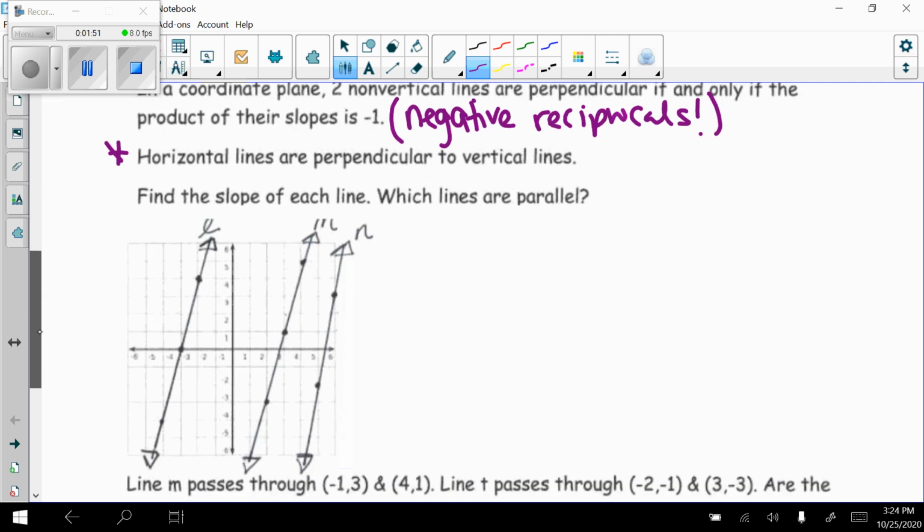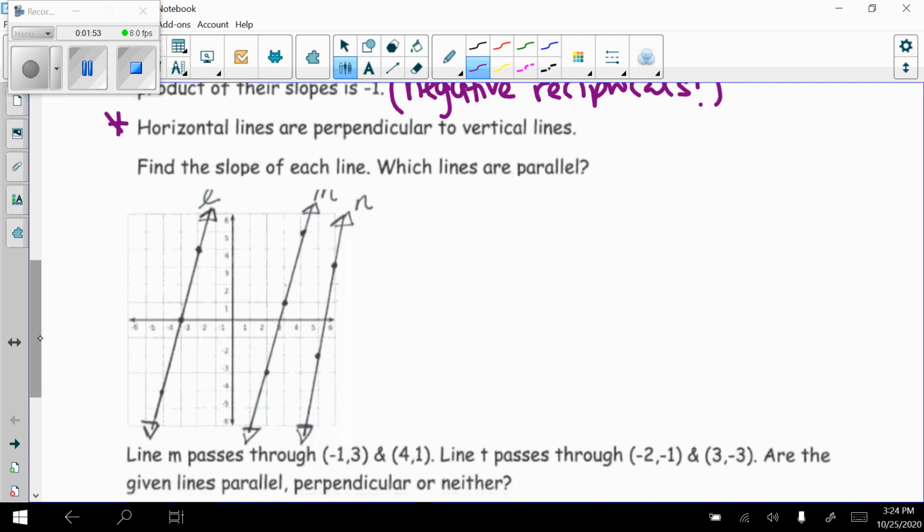So we're going to start out nice and easy. Find the slope of each line and then which lines are parallel. Remember that our slope, lowercase m, is basically rise over run. So if I find the slope, we'll start with the furthest to the left of line L. I find 2 points on the line. I can take this point, and I ask myself, how far do I have to go up and over to get from one point to the next? We always read from left to right.